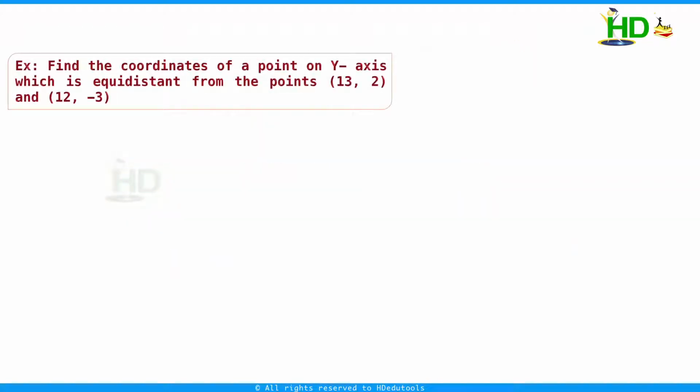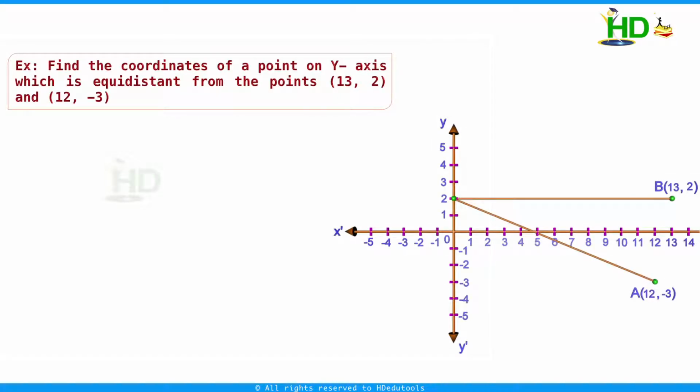And now we take another problem. Find the coordinates of a point on y-axis which is equidistant from points (13, 2) and (12, minus 3). We have to find a point on y-axis. Point on y-axis means what are the coordinates? Yes, x coordinate is 0 and y coordinate is y.